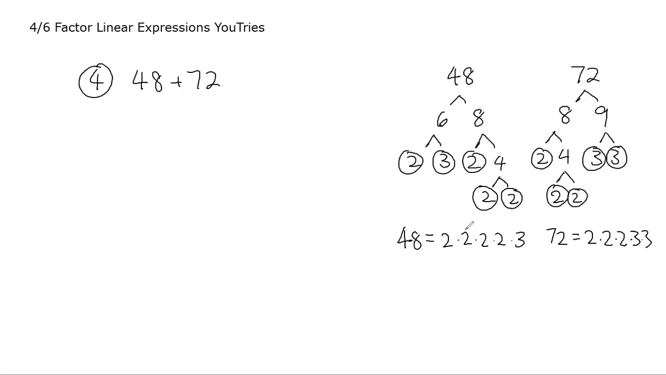Okay, circling the ones that we have in common. I've got 3 2s in common. There's an extra 2 here, not in 72. I'm not circling that. Okay, and then we got 1 3 in common. So the GCF is 2 times 2 times 2 times 3. 2 times 2 times 2, I know that's 8 times 3, which is 24.